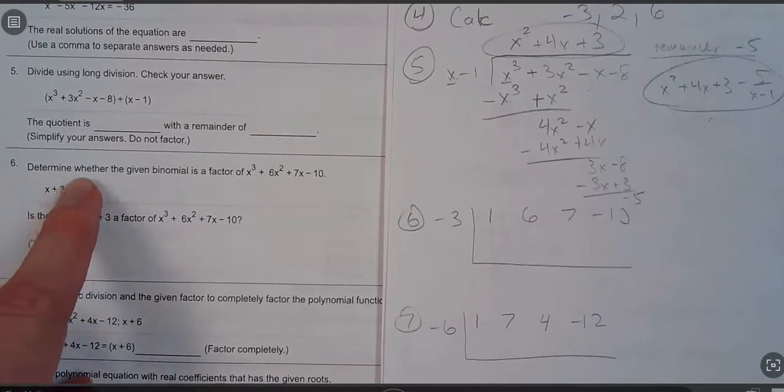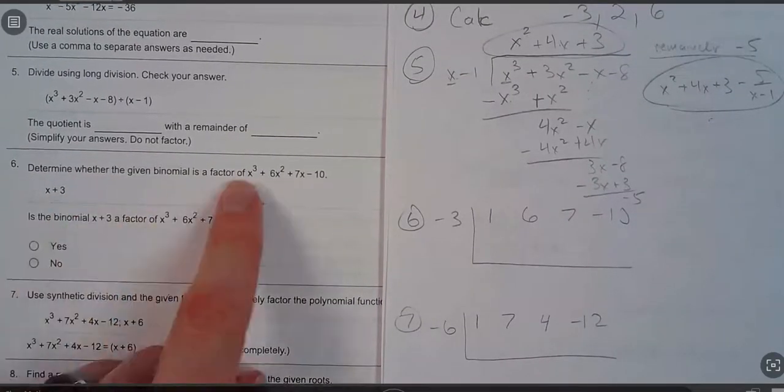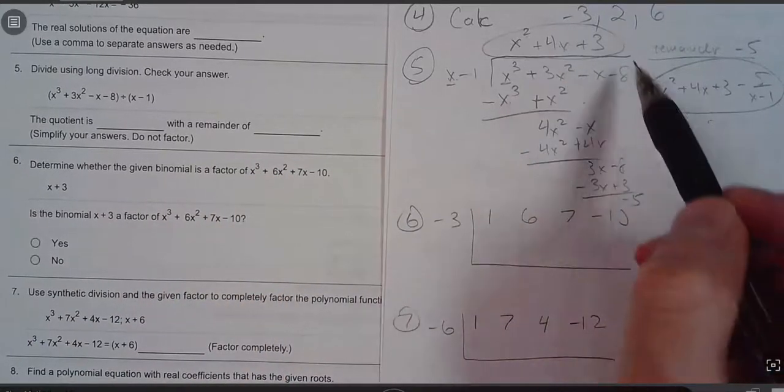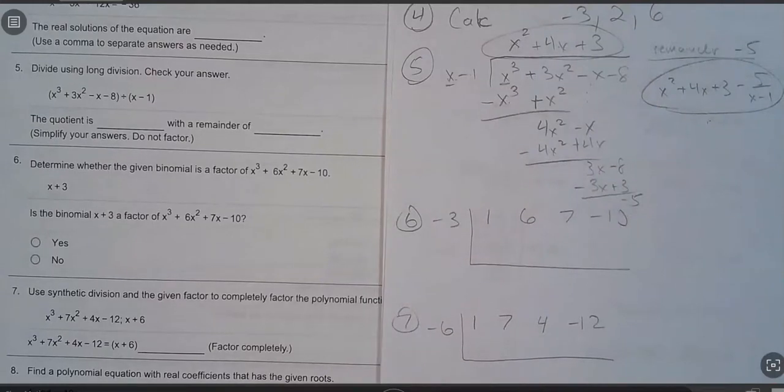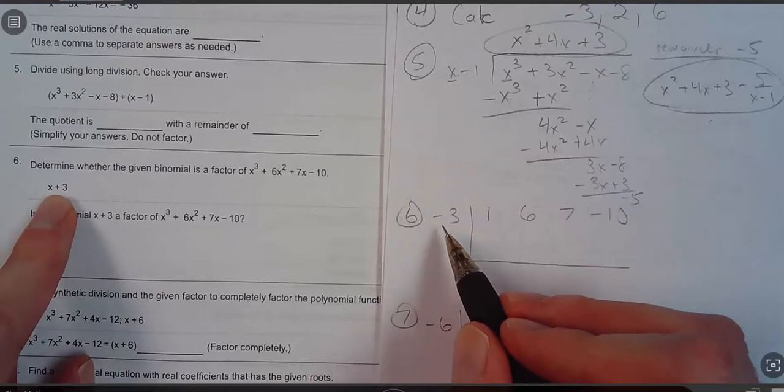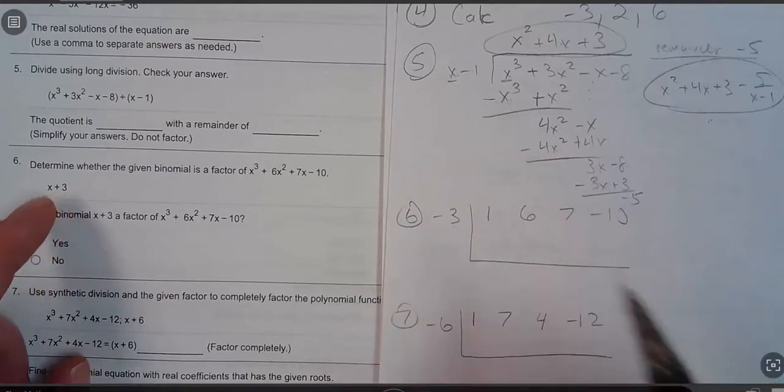Number 6, determine whether x plus 3 is a factor of this. That just means when you do division, you get 0. You can do long division if you want. I elected to do synthetic division. So I'm going to divide by, since this is x plus 3, I'm going to go by negative 3, because that's the root, would be negative 3.